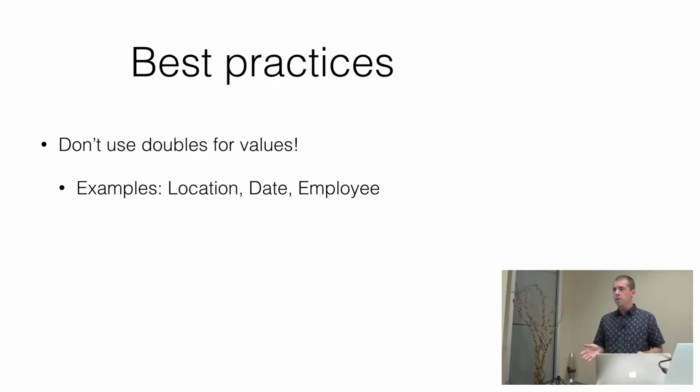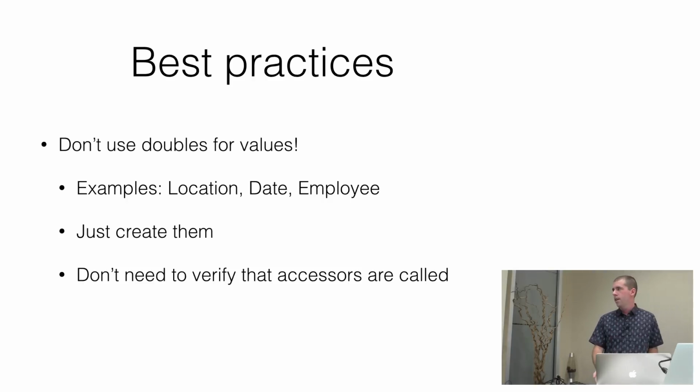It's probably immutable. Date should be immutable, but Java date is not. Employee, another example. Just create them. There's no reason to use doubles. You don't need anything that doubles provide in this case. For example, there's no reason to verify that an accessor method, like a getter, is called on a value. It doesn't really provide any extra information about the thing that you're testing.